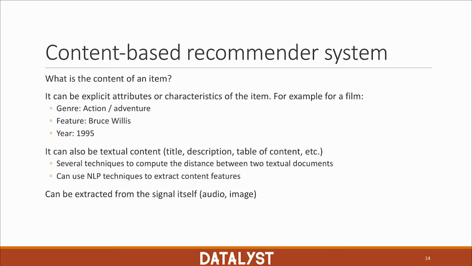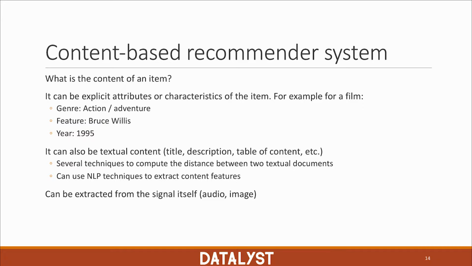So let's say that we have this example. We have a film that's in the genre of action adventure. It features Bruce Willis and it was released in the year 1995. So these are some features that can describe, for example, a film. Then we can also have other features such as the title or a description or the table of contents in a book, etc. So for example, we can use natural language processing in this case to extract additional features.